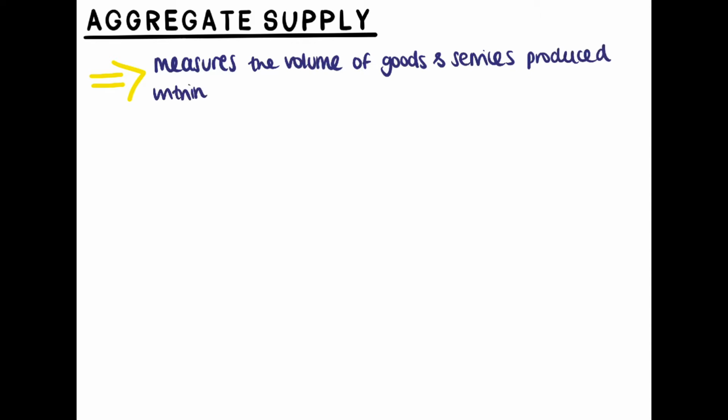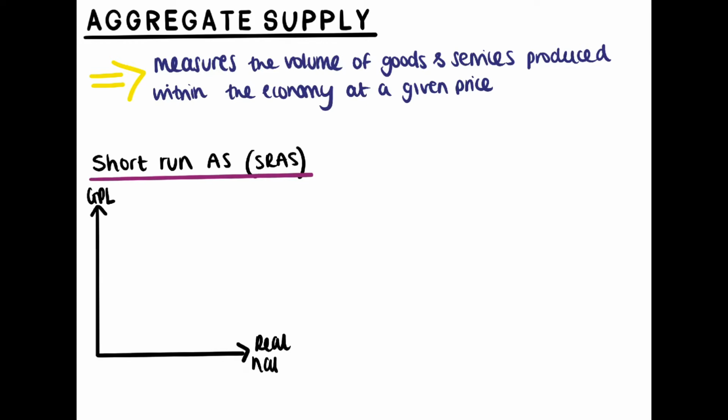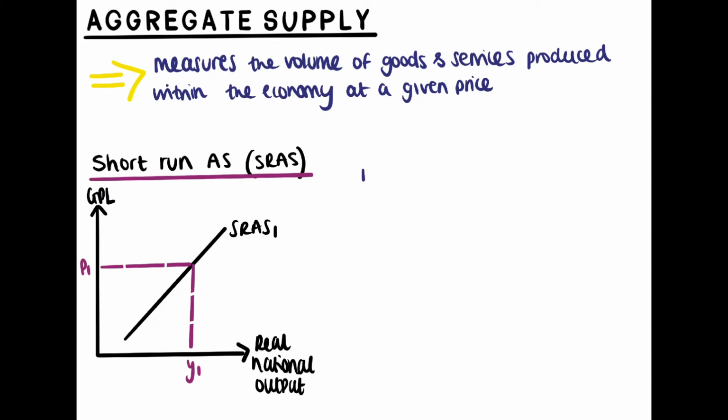Aggregate supply measures the volume of goods and services produced within an economy at a given price. In the short run, we have the SRAS, which is the short run aggregate supply curve, and capital here is fixed, as new buildings and factories can't be built within the short run. However, other factors of production such as labour could be increased by workers working extra hours.